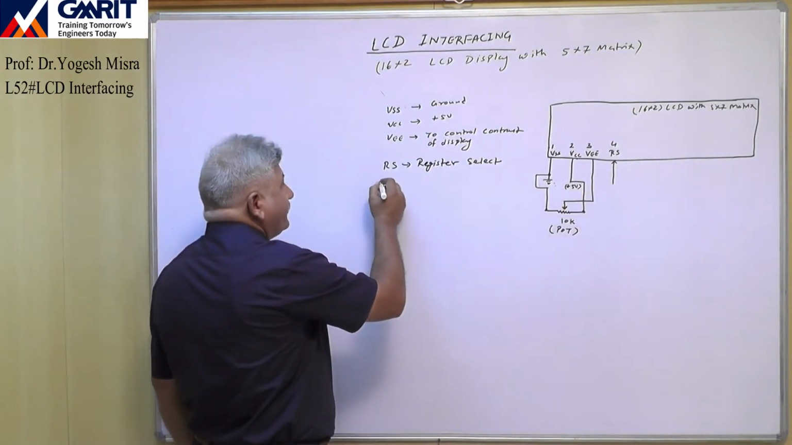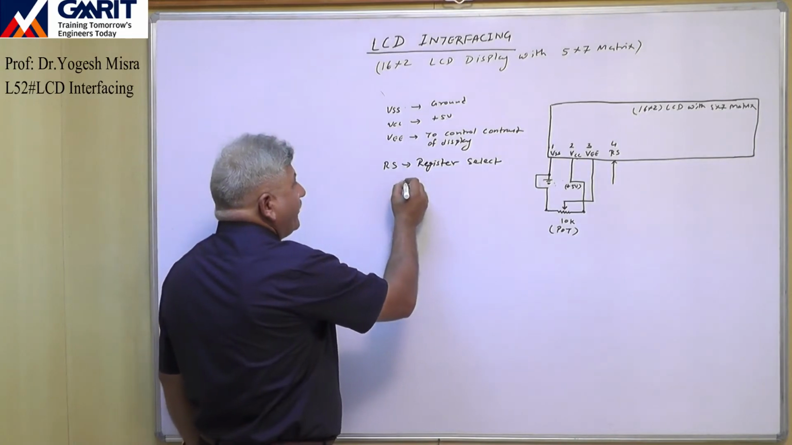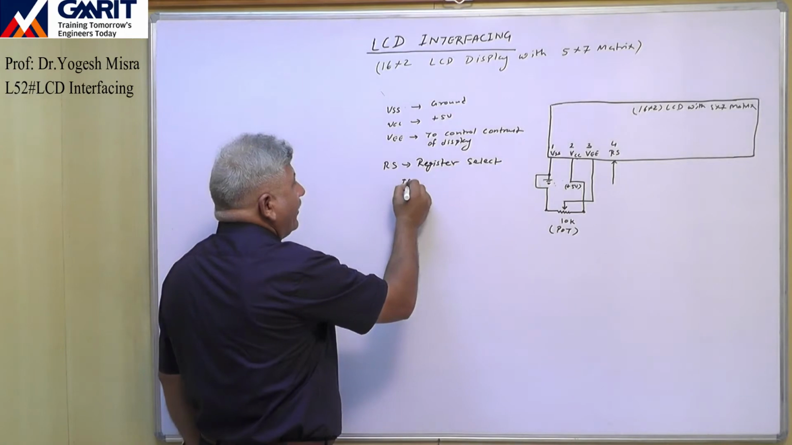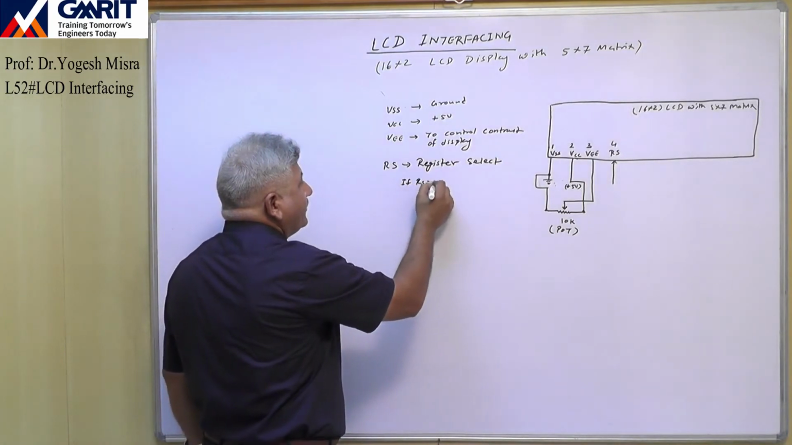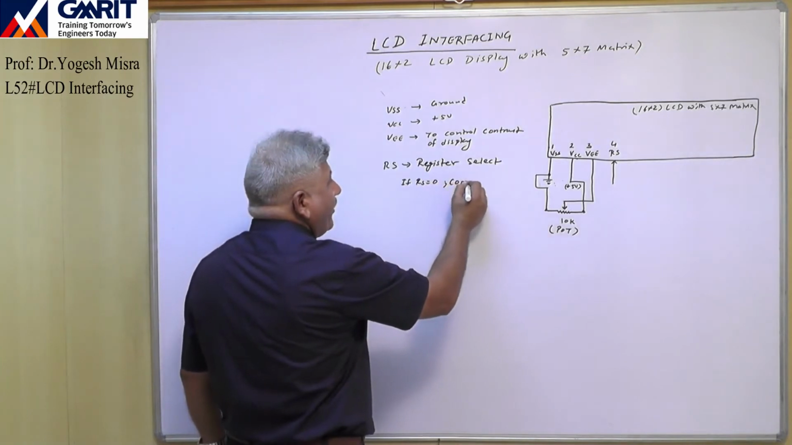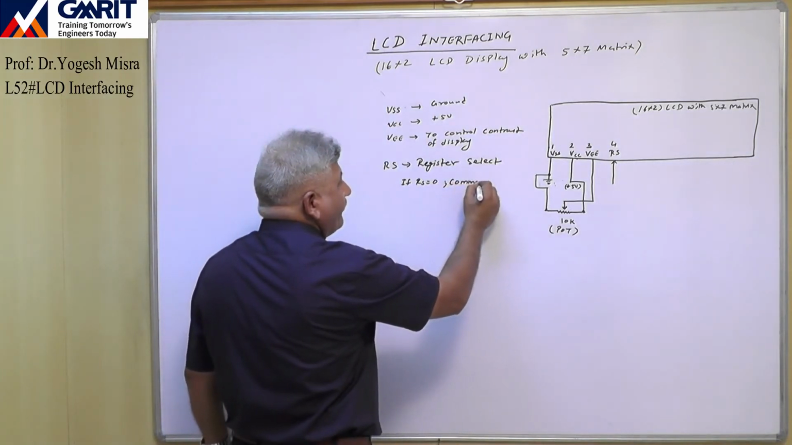So if RS is 0, then the command register will be selected.